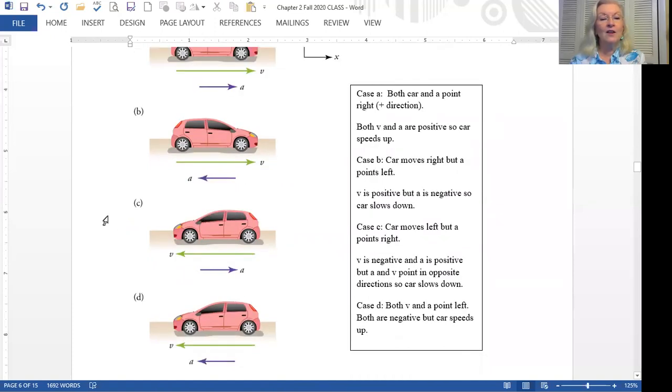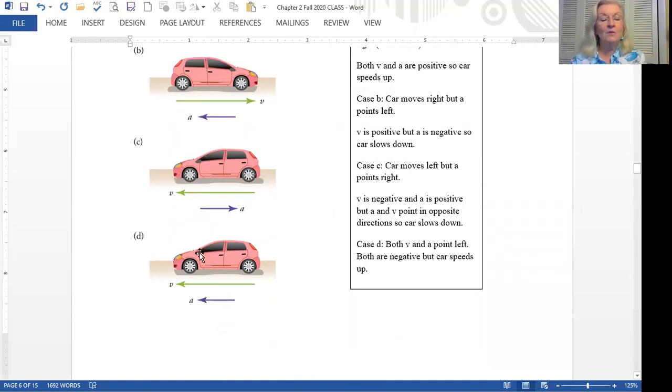In this next one, number C, we have them again going in opposite directions, but that's because we've got the car going left and the acceleration going right. And then the last one, we have them going in the same direction. If we make to the right positive, they're both negative. So the car in this case is speeding up, it's just speeding up in the negative direction. The box helps you, I think, understand what's going on.